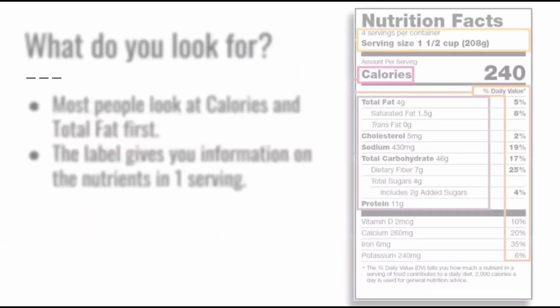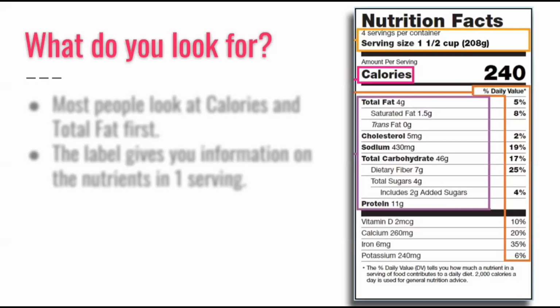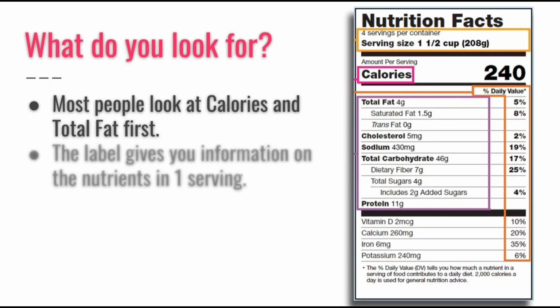Let's begin by looking at the label most people see. Consumers use the label for different reasons. If you're like most people, you probably look at calories and fat grams first. Depending on whether you have specific medical conditions, such as diabetes and hypertension, you might want to pay attention to other values such as total carbohydrates and sodium. The label gives you information on the nutrients in one serving.